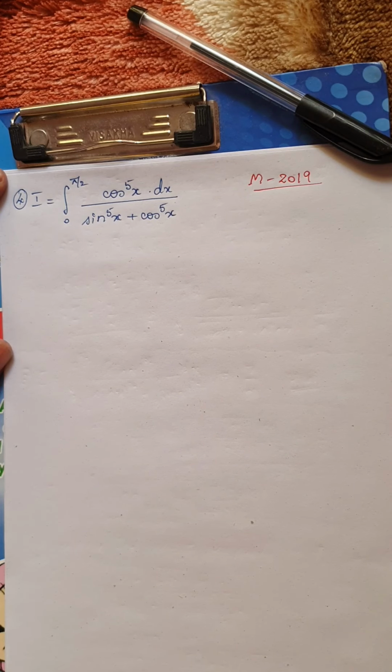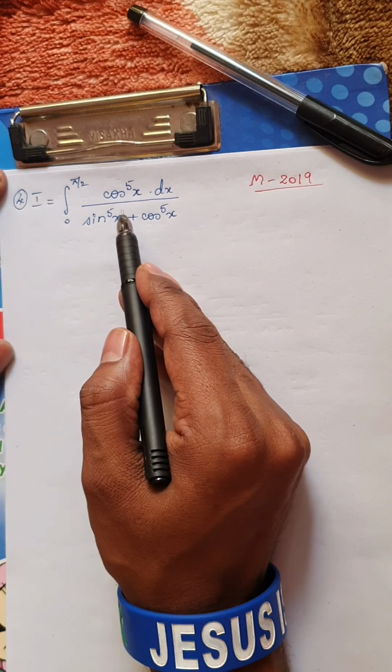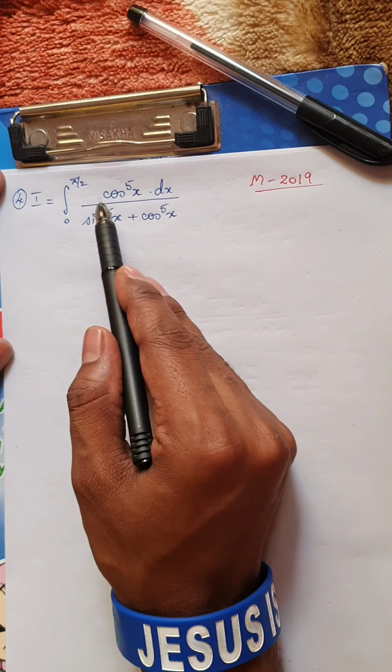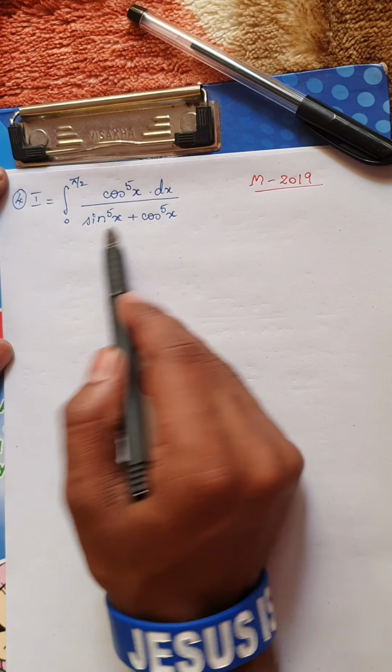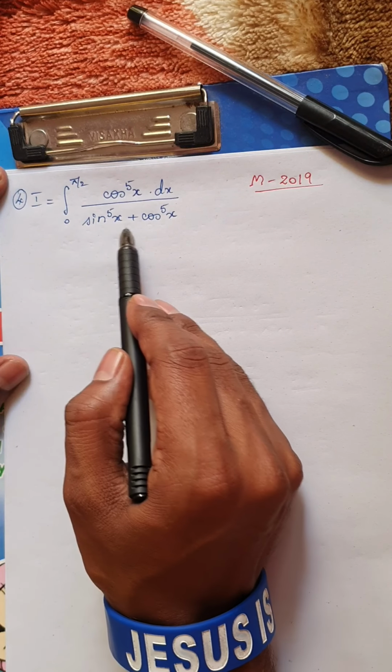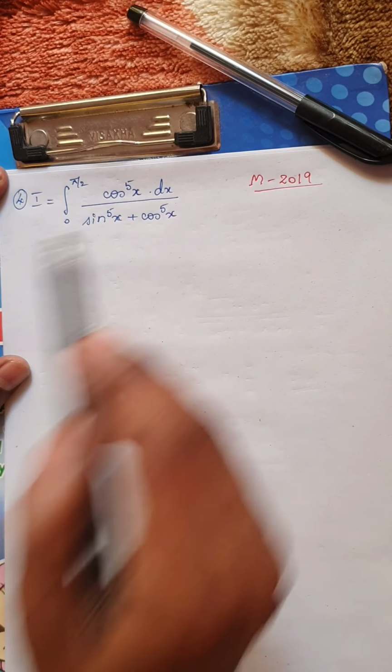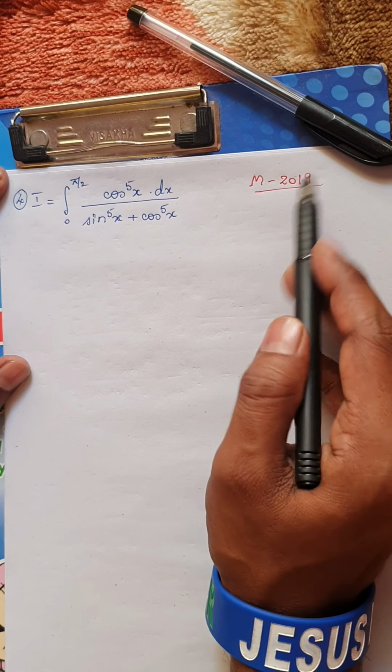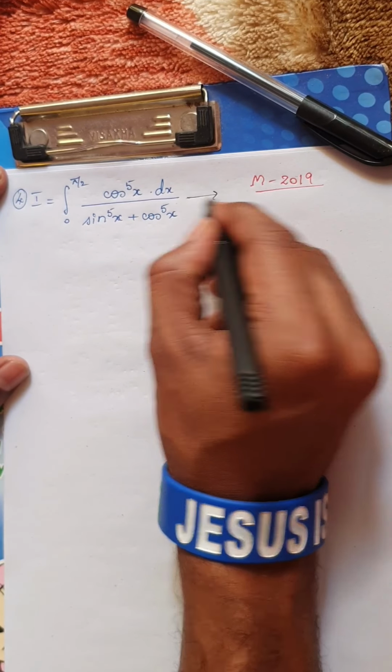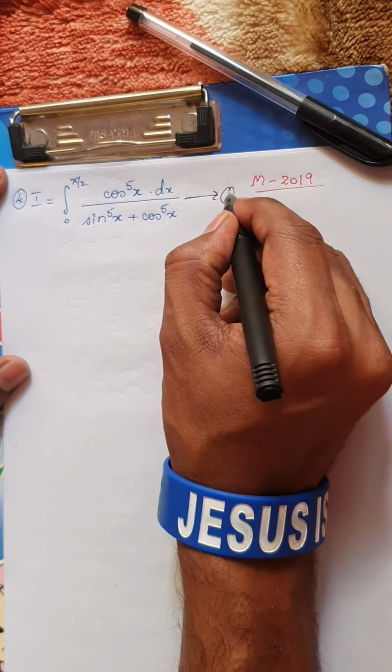Moving on to the next question which has been asked on this property: integral from 0 to pi by 2 of cos power 5x dx divided by sin power 5x plus cos power 5x. This was asked in March 2019. Again, this question is very similar to the previous proof itself.